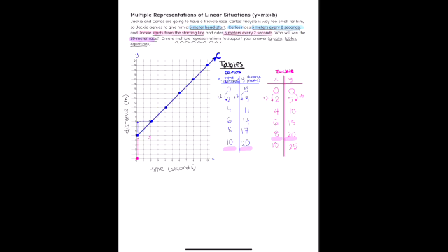Every 2 seconds. So up by 5, right by 2, up by 5, right by 2, up by 5, right by 2, and we're going to continue that once again as far as we can, in this case up to the end of the race at the 20 meter mark.